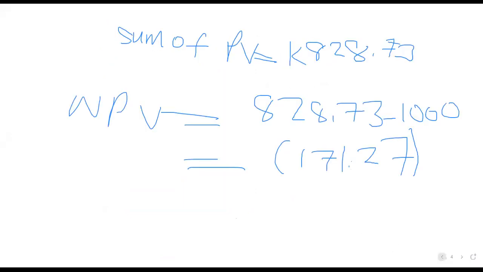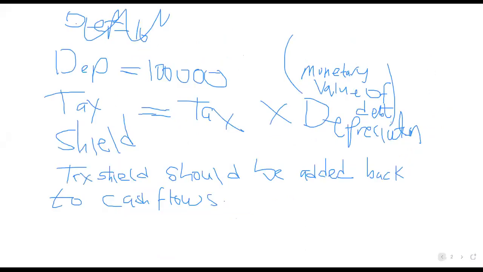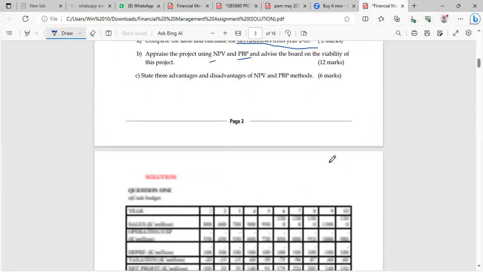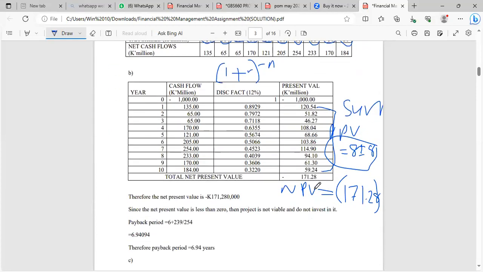Excuse me, sir. Yes. Sorry, sir. Excuse me. I'm a little bit behind. So there on question 1B, the present value, is it supposed to be negative or positive? Which solution is here? This one. Yes, that one, the 171,280 million kwacha. What is the final answer?